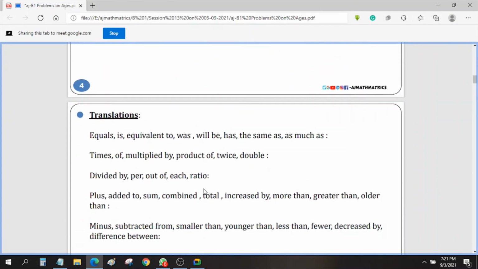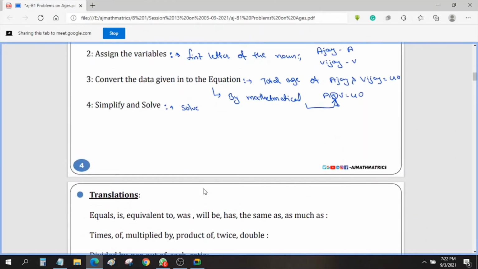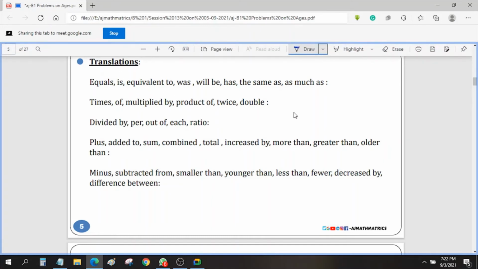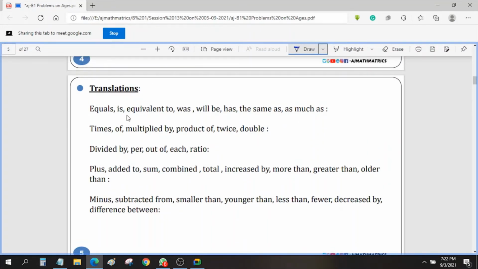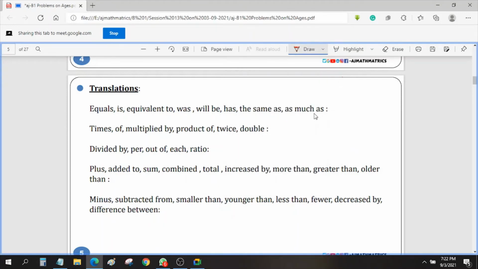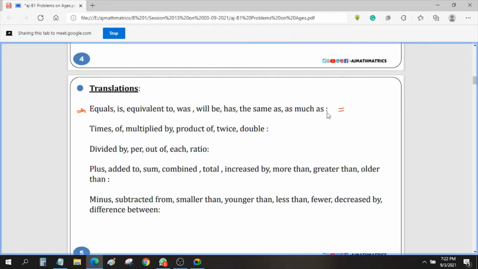Okay, so these are all the translations. I already told you in the third point, we use mathematical operations. Okay, so these are all the cases where we use some mathematical operations. See, translations. Now, equals, is, equivalent to, was, shall be, will be, has, same as, much as. So if these terms are there in the question, we use the equal to sign. Okay, so the sum of ages of Ajay and Vijay equals to means what? Equal. Is means equal. So if you have these terms in the questions, we can replace them with the equal to sign.